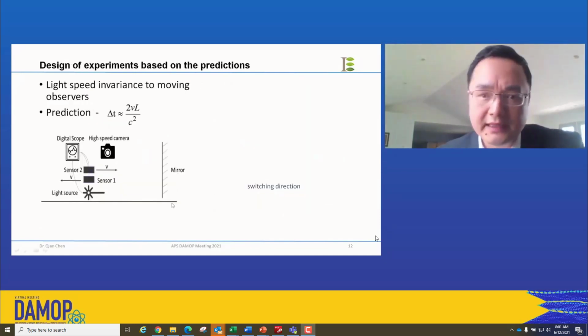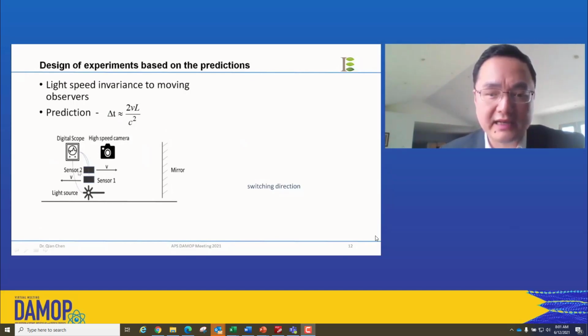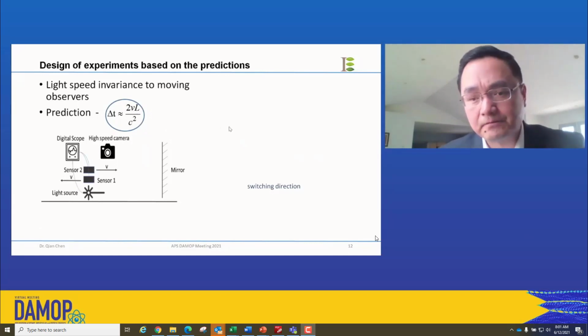So as we all know, experiment is the final judgment for any theory. So we designed 2 experiments based on the predictions of the theory. The first one is to test the light speed invariance for moving observers. So we have 2 observers moving at speed v here, and we will measure the detection time of these 2 sensors. Our prediction is that there will be a delta t between the measured detection times.